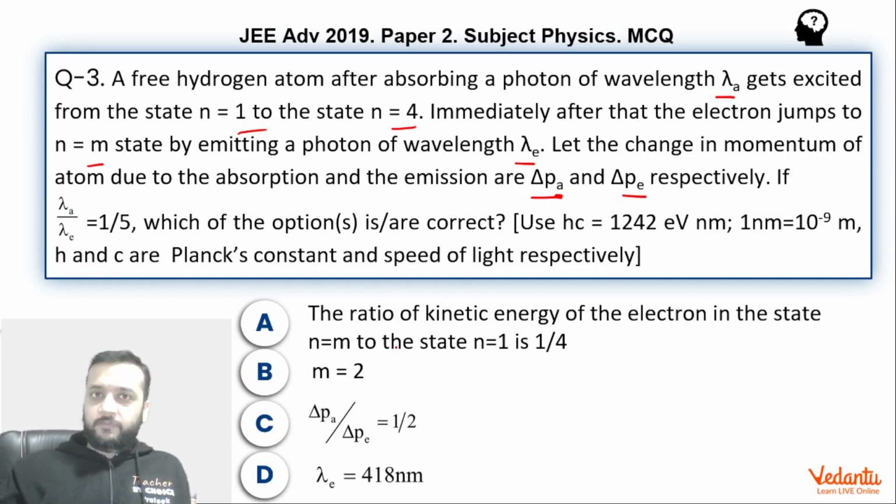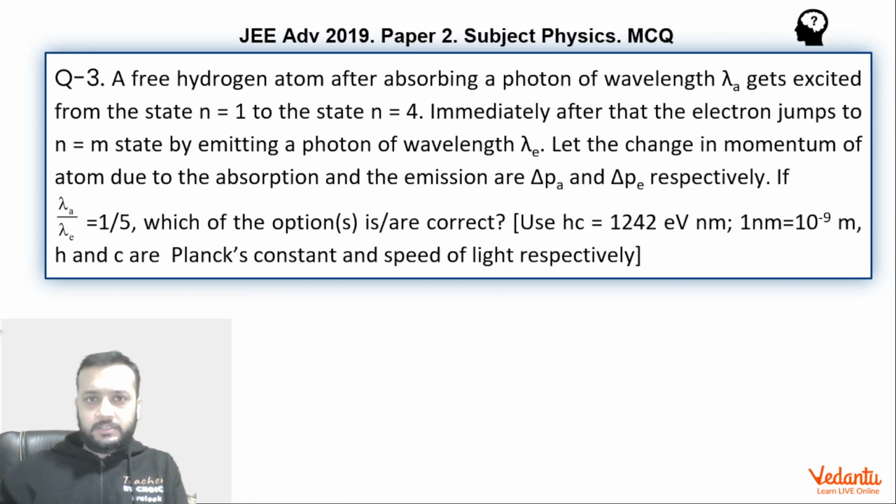We have to select some of the options, like we have to find the ratio of the kinetic energy of the electron in the state n equals m to n equals 1. We have to find the value of the state m. We have to find the ratio of the change in the momentum of the atom when it absorbs the photon to the change in the momentum of the atom when it emits the photon. And we have to find the value of lambda e, that is the wavelength of the emitted photon, right? So basically, the question is easy, as I said.